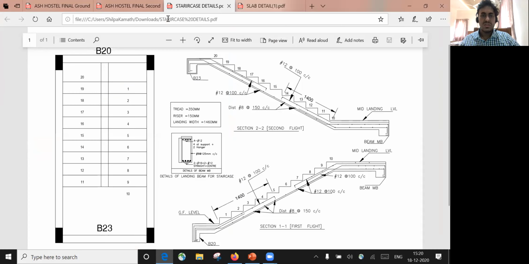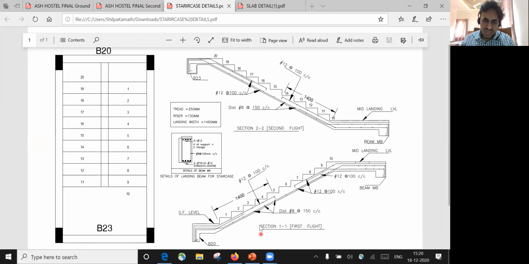So going back to this, this is my first flight now. It is a cross section given here. This is how I'm going to take up my stair: my first step, second, third, fourth, fifth, sixth, seventh step, eighth, ninth, and tenth. This is my landing level.